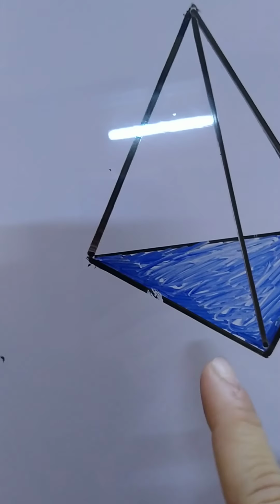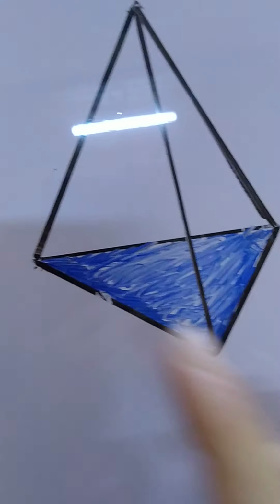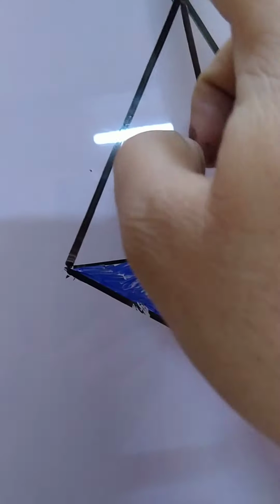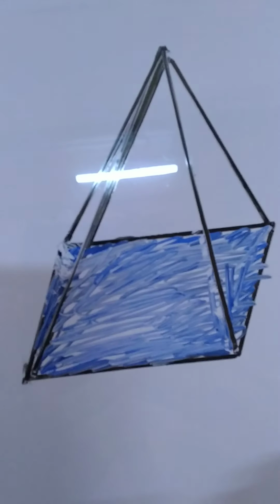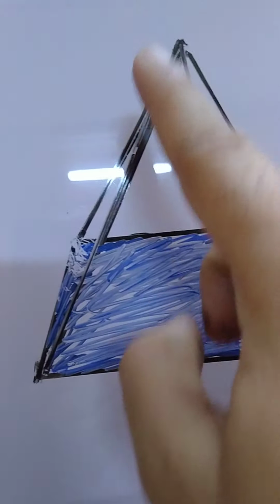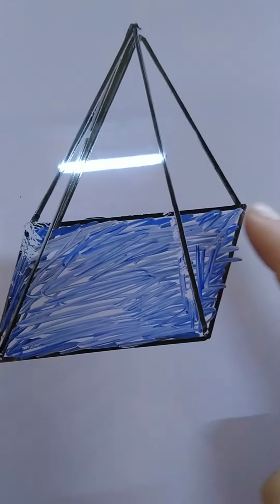Tetrahedron, a triangular base pyramid, has total four faces. One triangular base and three slanted triangles attached with all the three sides. Okay, now quadrilateral base, square base, rectangular base. So it has 5 faces, 1 polygonal base and 4 slanted triangles attached with all the 4 sides of a square.